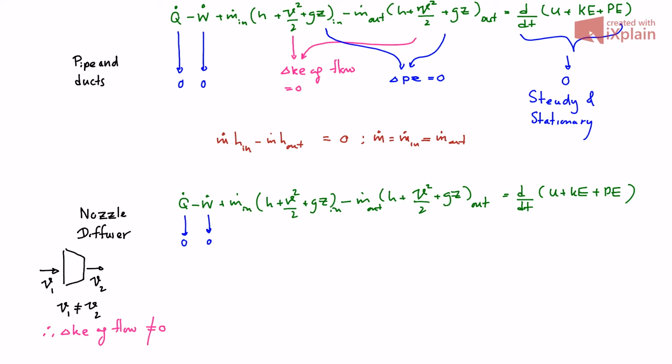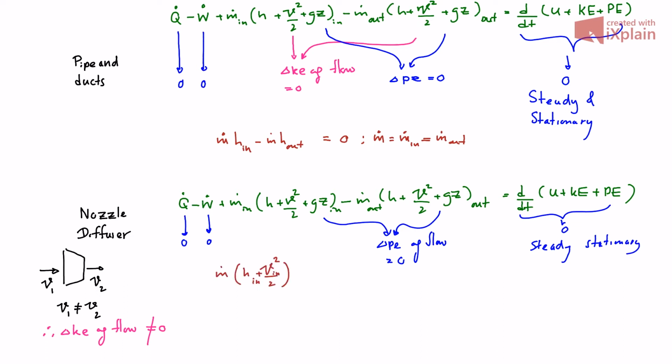potential energy change of the fluid flow is going to be 0 because it's a small device, and inlet and outlet are going to be on the same level. The right hand side of the energy balance equation is going to be 0 because it's a steady state stationary system. So our energy balance simplifies to this energy balance equation.